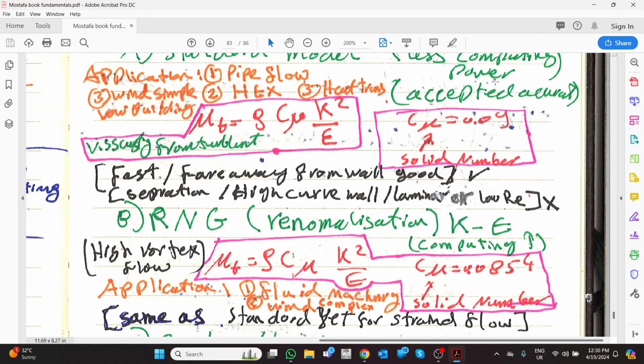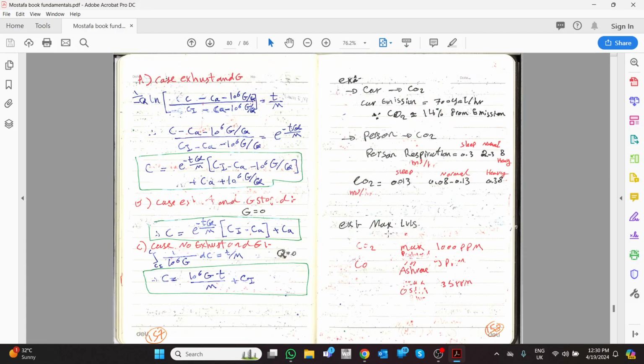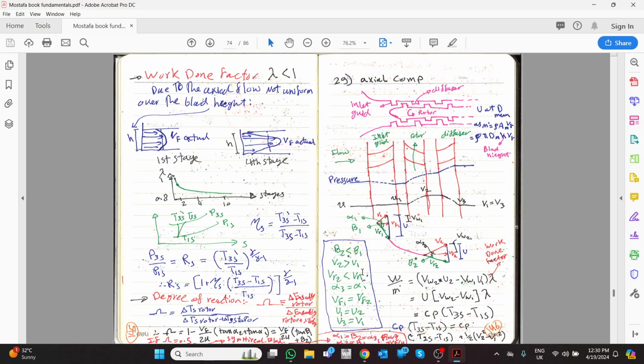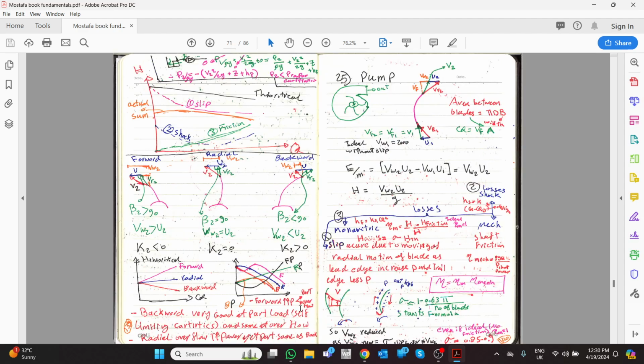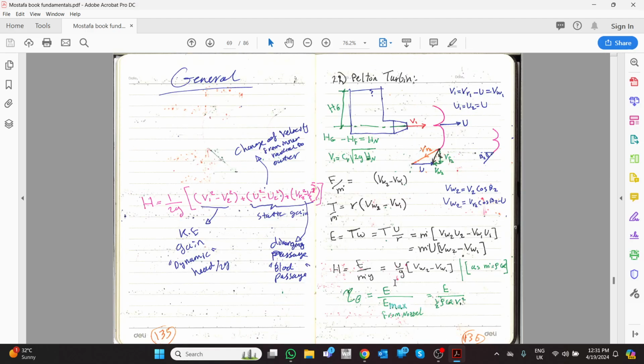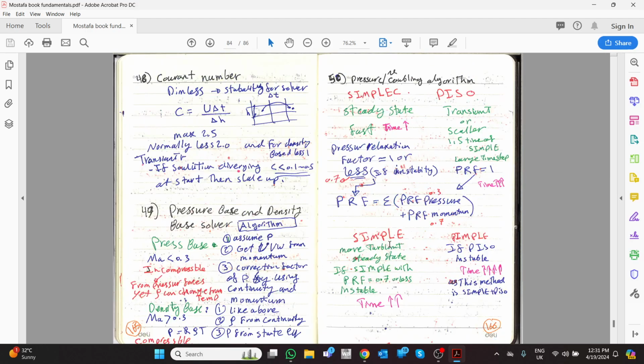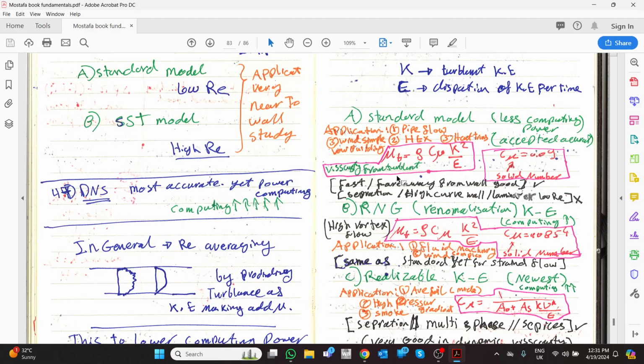Its advantage is that it needs less computing power, which means it is fast, and it is accurate enough, but it is very weak in separation. If you have an aerofoil and you need to study the separation, for example the stall effect we discussed here, and you are asking yourself those questions, then no, it is not suitable.